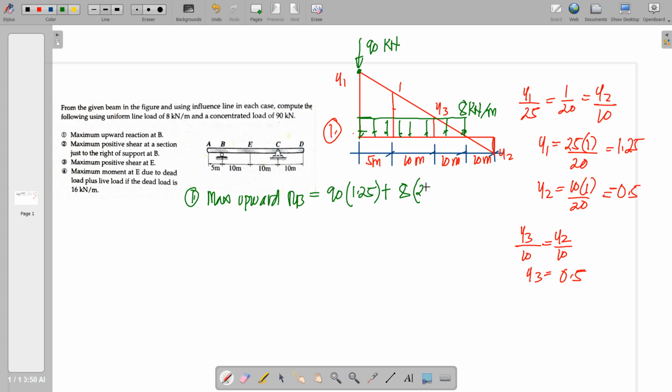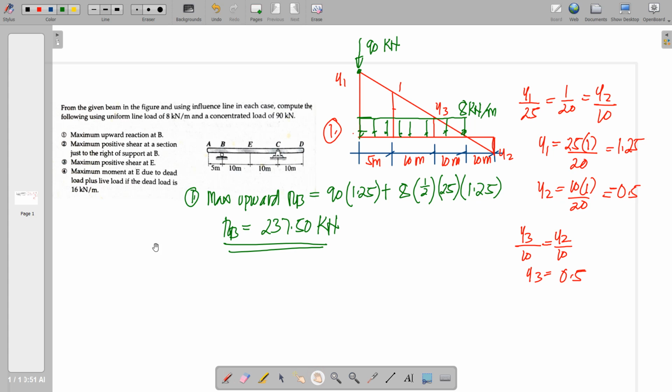So it is 1/2 times base by height, which is 1.25. So therefore, the maximum upward RB will just be equal to 237.5 kilonewton. That is for the first requirement.